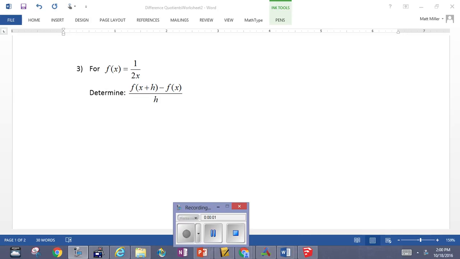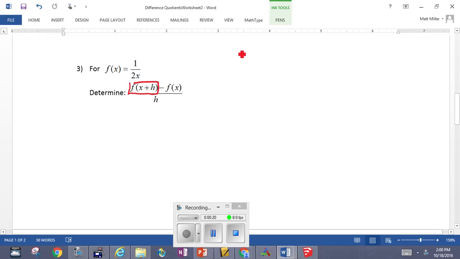All right, guys, we're going to discuss how to do a couple of these problems. The difference quotient. This is implying our difference quotient, f of x plus h minus f of x over h. Okay? Now, let's go and do this 1 over 2x. I'm going to do it in stages. Do that first part.